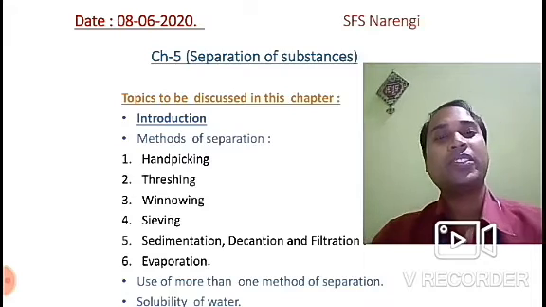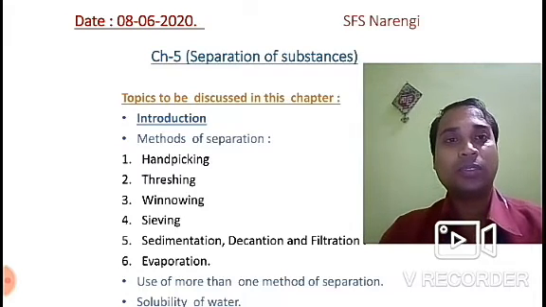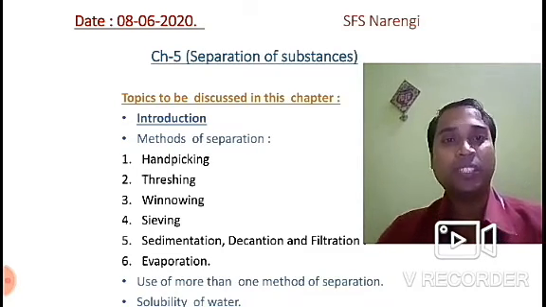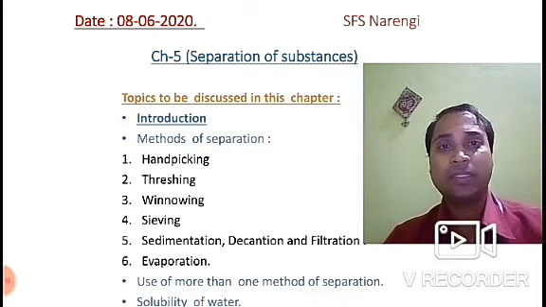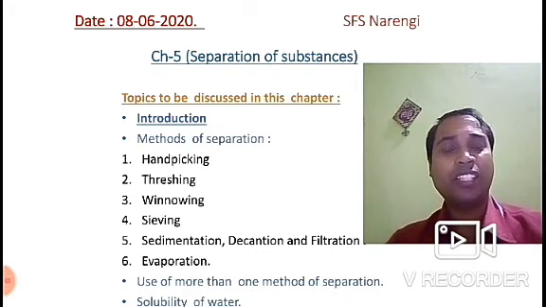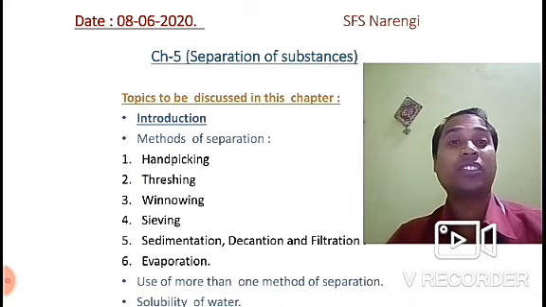So, today we are going to start chapter 5, that is separation of substances. So, let us discuss the important topics that we are going to cover in this chapter. First we'll have an introduction of the chapter. That means the important part we'll discuss in brief, or we can just have a summary of the entire chapter in brief in that introduction part.